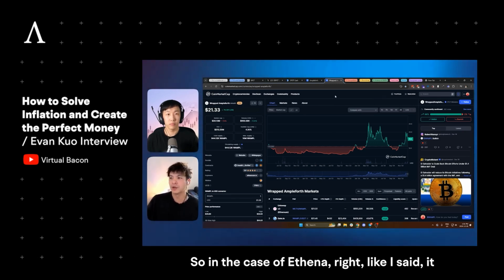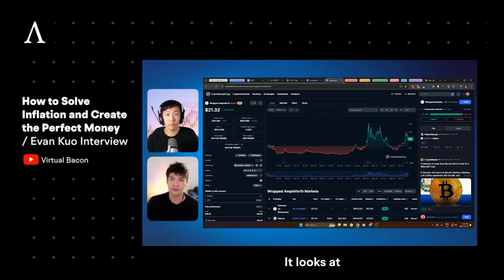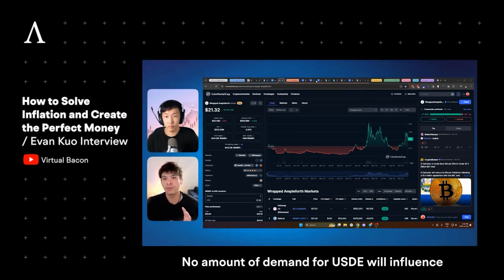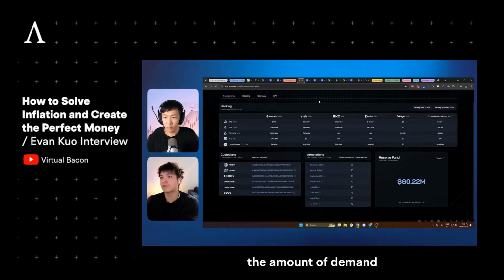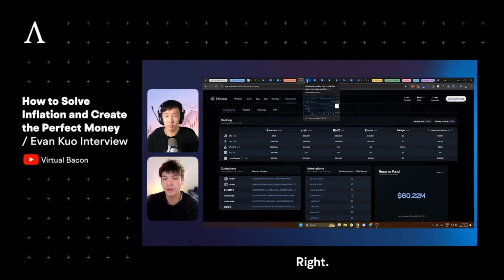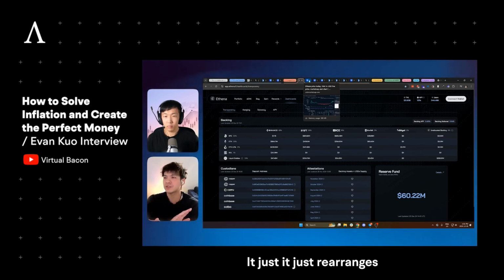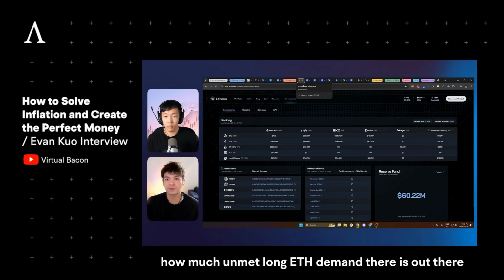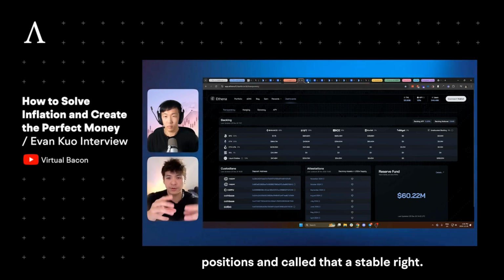So this is really different from what we've seen before, even among what people describe as crypto collateralized stables and things like that, right? In the case of Ethena, like I said, it harvests a funding rate. It looks at long ETH positions and puts up short ETH positions. No amount of demand for USDe will influence the amount of demand there is for taking a long ETH position, for example, right? It just rearranges how much unmet long ETH demand there is out there, puts up short ETH positions, and calls that a stable, right?